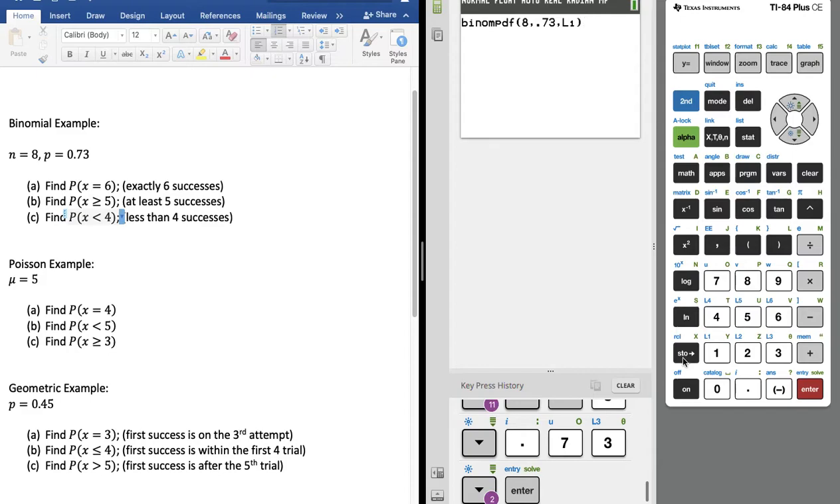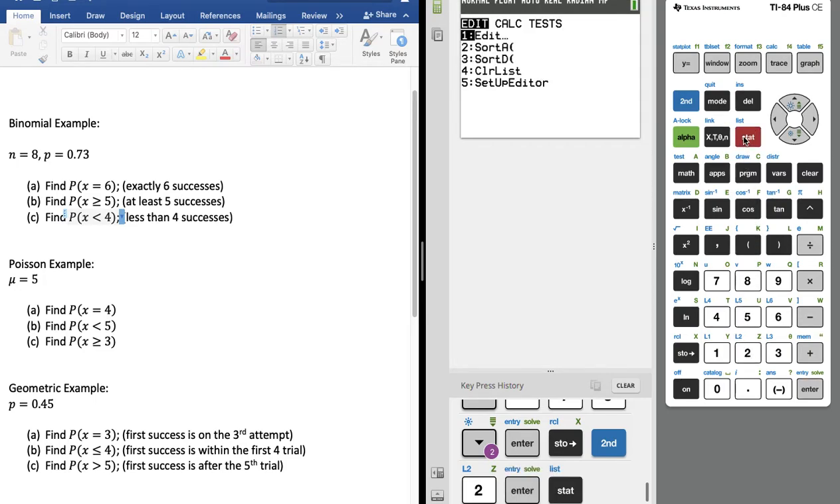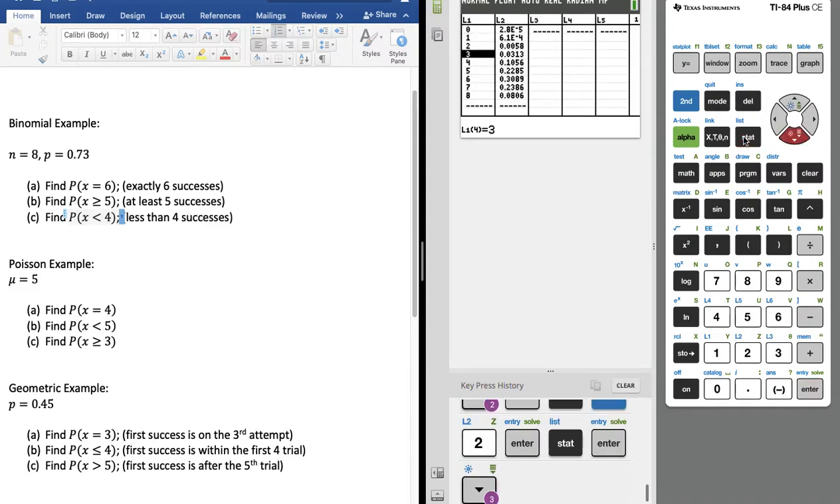Then I'm going to go down to store, which is down here left of 1. And I'm going to store that in the next list over. So if I hit second 2, that'll store it in list 2. And then I'm going to hit enter. And now I can go into my list and I can see all of my values. So notice that the probability of exactly 6 successes is about 31% chance. Okay, so there's a 31% chance that there's exactly 6 successes going on.